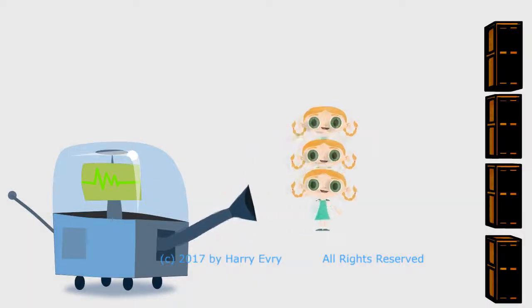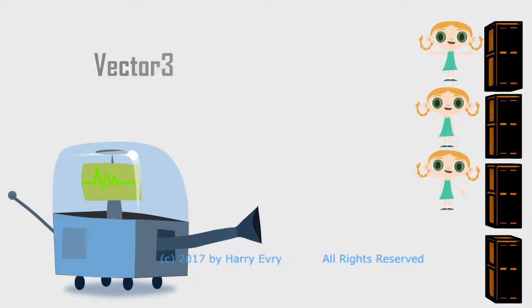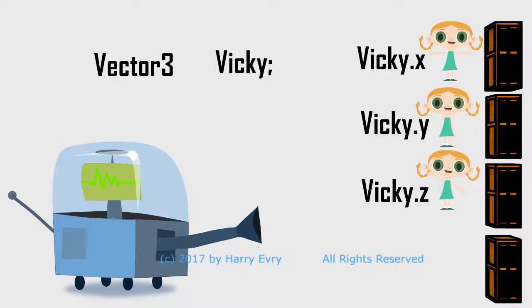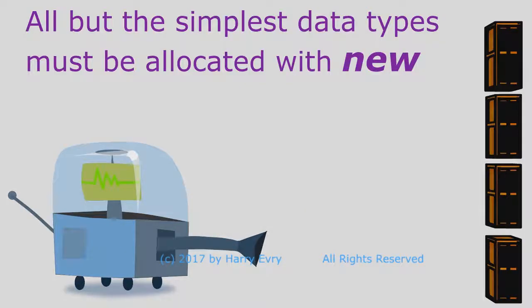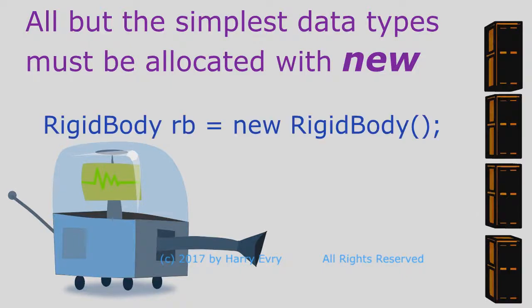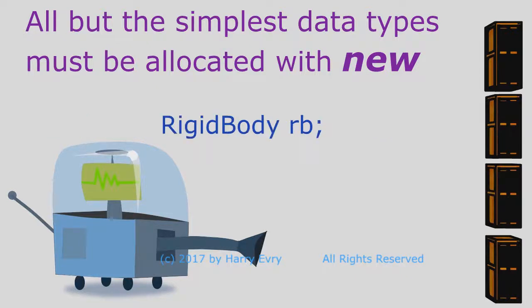Here we'll take a look at one of Unity's classes, a Vector3. We'll call it Vicky. As you can see, Vicky has an X and Y and Z value. All but the simplest data types must be allocated with the new command. Without the new command, simply declaring a Rigidbody, the Rigidbody is null. It's not actually connected to any memory.